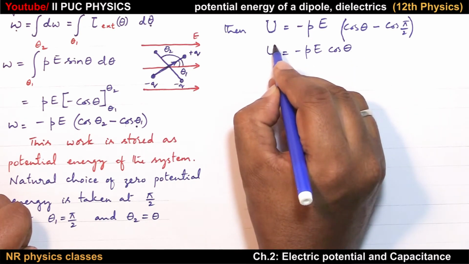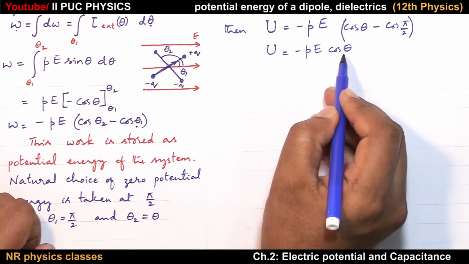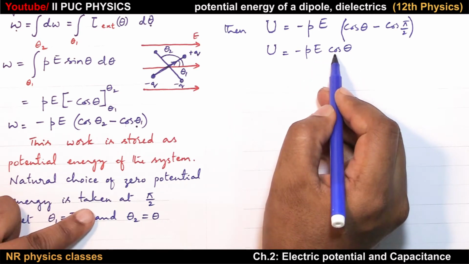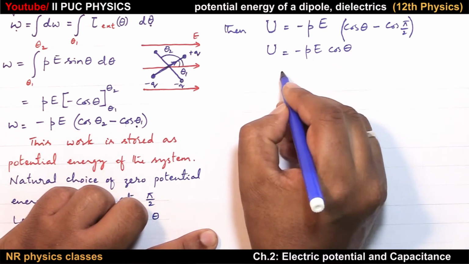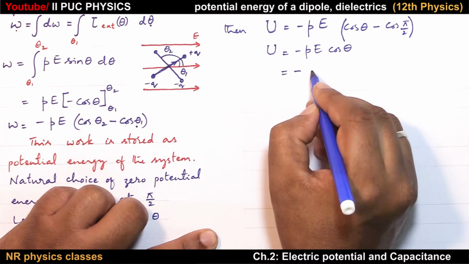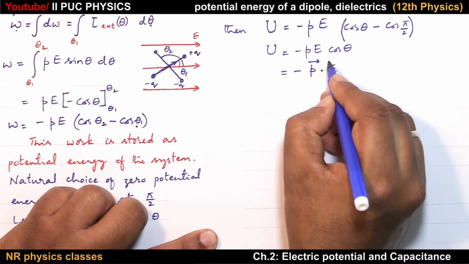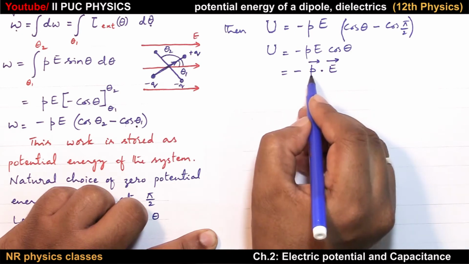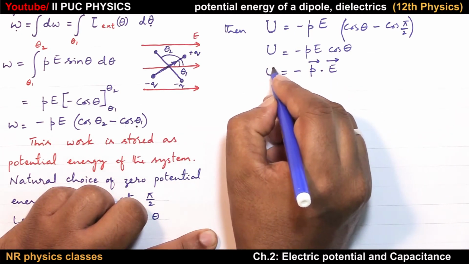The left hand side is a scalar quantity, potential energy, but the right hand side has two vectors and the angle between the vectors along with cos theta, which means this potential energy can be written as minus P dot E. So the dot product of dipole moment and electric field, along with a negative sign, is the potential energy.